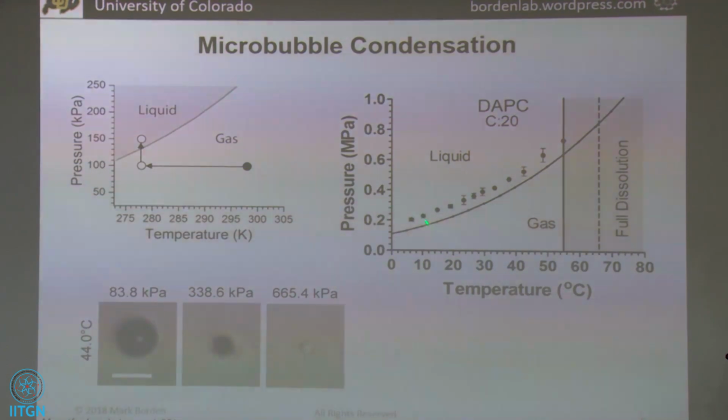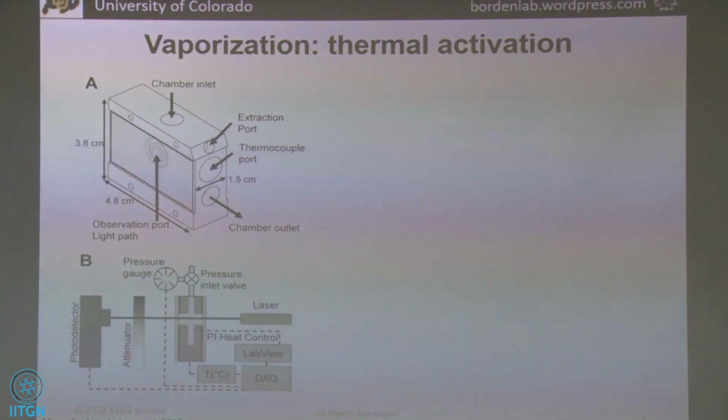If you recall, we said earlier that that could be happening because the shell has an elasticity that's leading to a pressure drop between the exterior medium and the interior of the bubble. That may explain the pressure drop that's in here. So we looked at bubble condensation, and we also looked at vaporization.